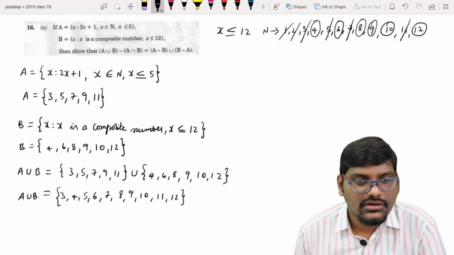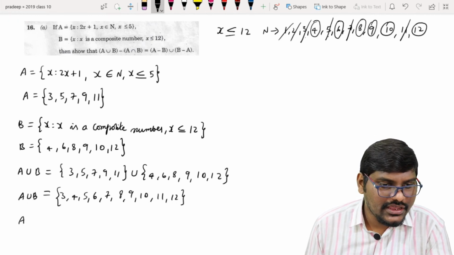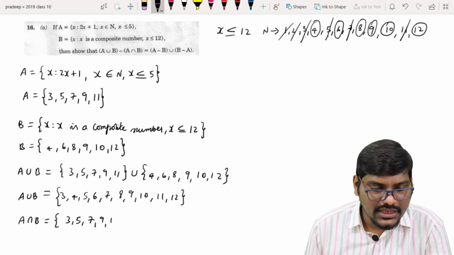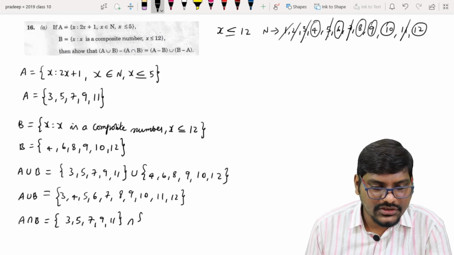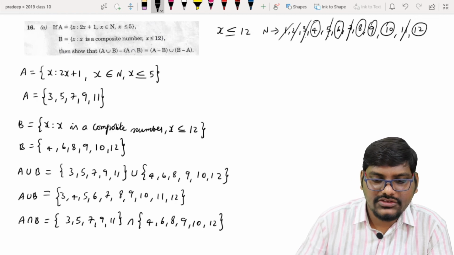Alright, now we'll also do the A intersection set. So I can write A intersection B. What is set A? Set A is 3 5 7 9 and 11. Intersection with 4 6 8 9 10 12. Alright, this is set B.